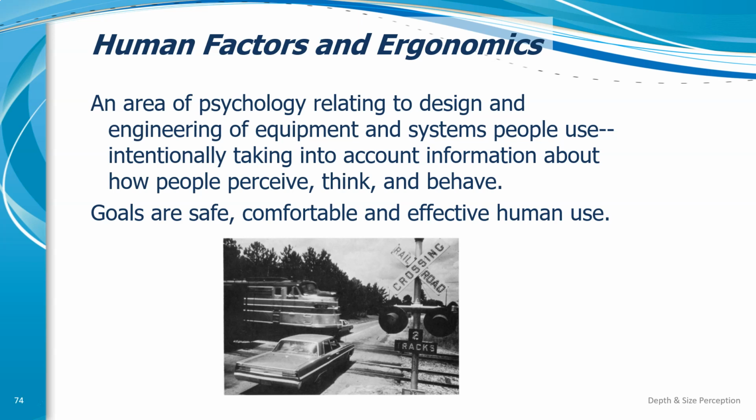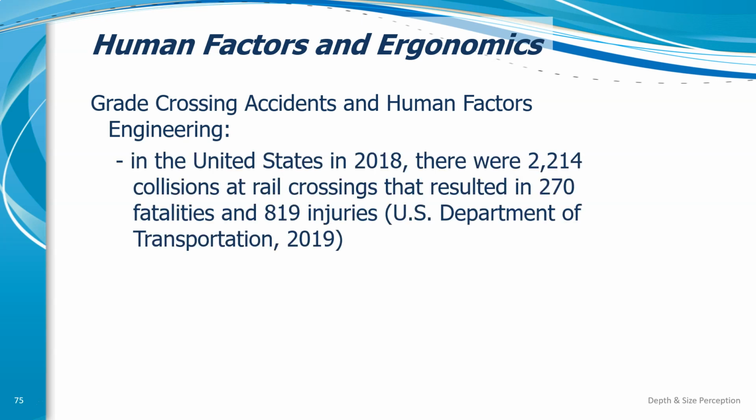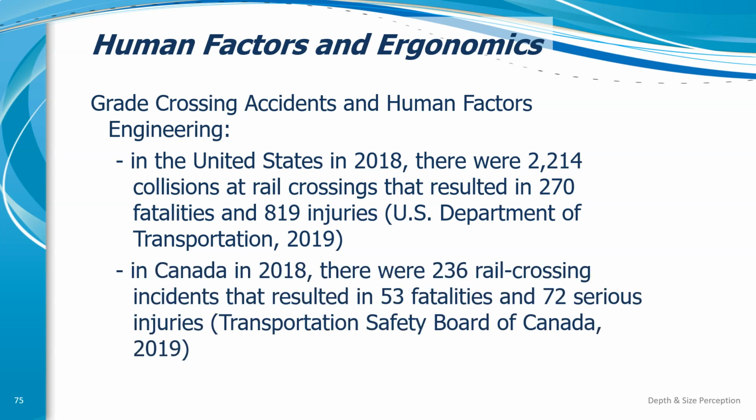And this picture is a bit of a preview for the specific domain that I want to apply human factors to. So here's some information on grade crossing accidents. I have data from the US, and the most recent data I have is from 2018. There were over 2,000 collisions at rail crossings, resulting in 270 fatalities and 819 injuries. I also have data from Canada. There were 236 rail crossing incidents, 53 fatalities, and 72 serious injuries.